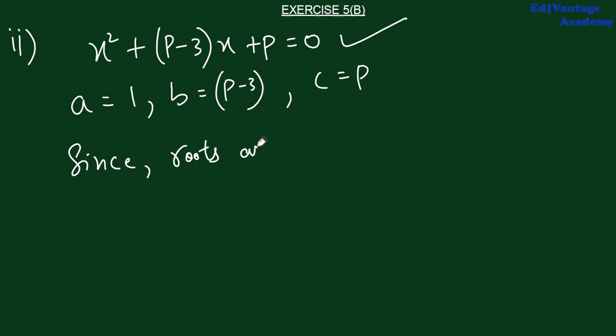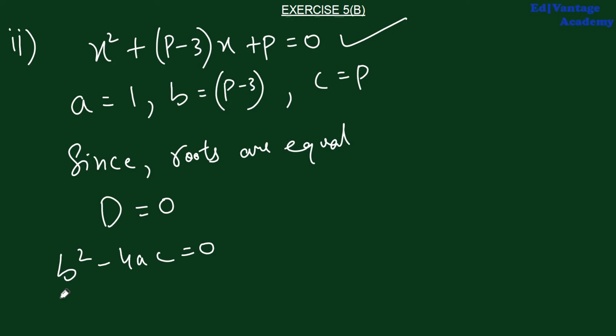Since the roots are equal for the given quadratic equation, that means the discriminant is 0. That means b square minus 4ac is 0. And what is b? (p minus 3) whole square, minus 4 times a, which is 1, times c, which is p. Fine.